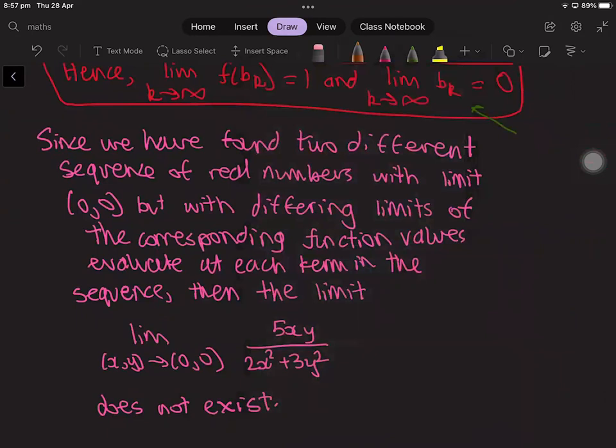So we found two sequences of real numbers with limit 0, 0, but the corresponding function values of those sequences have different limits of 0 and 1. So that's why the overall limit does not exist. That concludes the solution for this limit question.